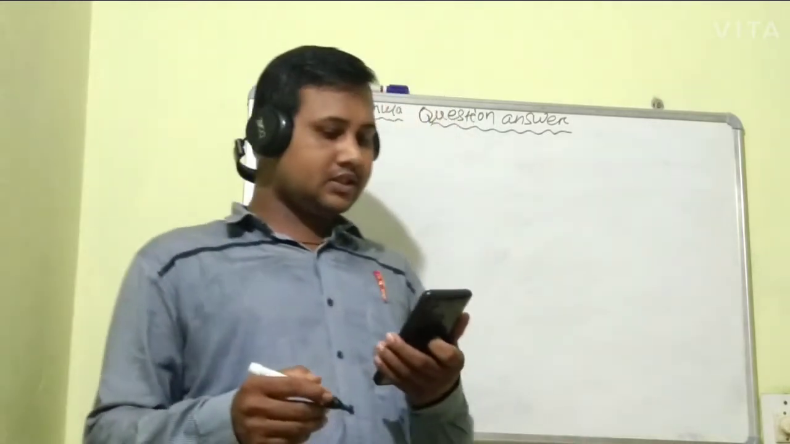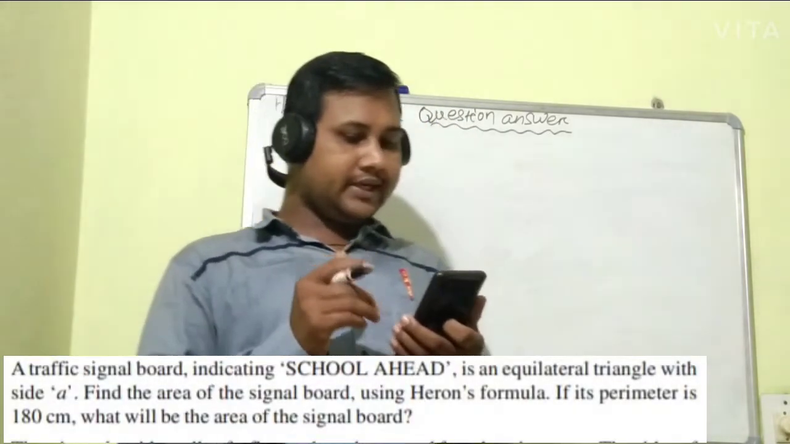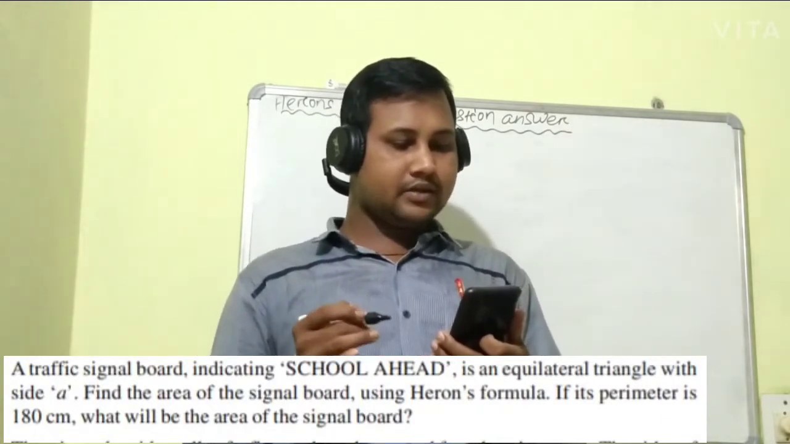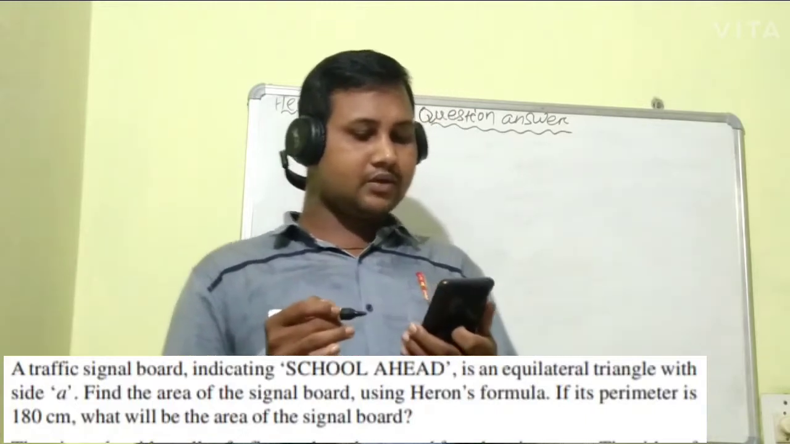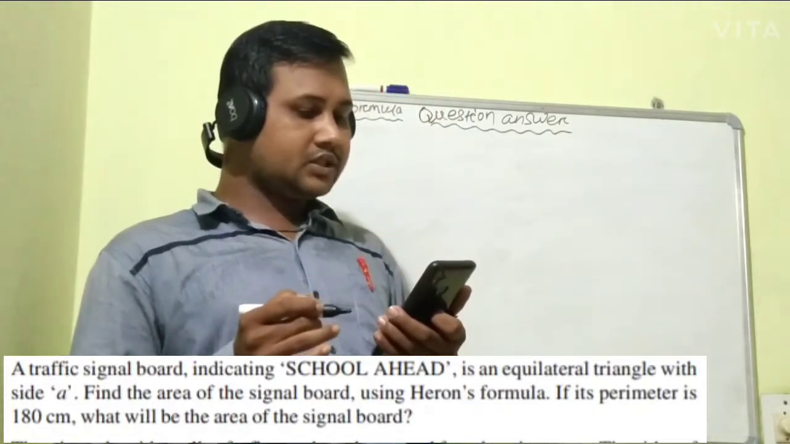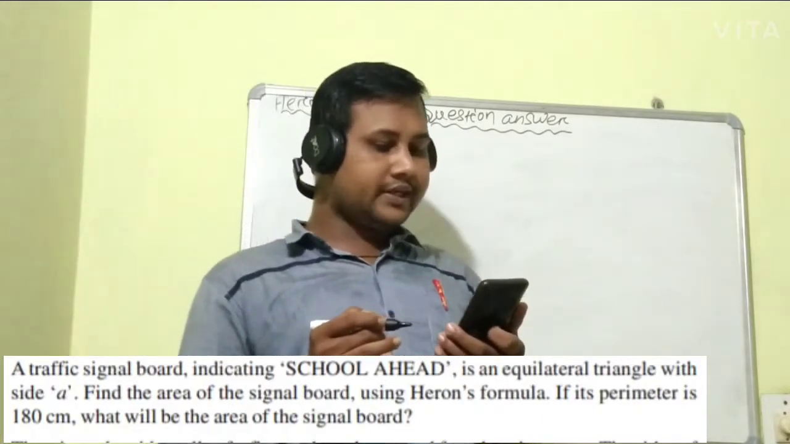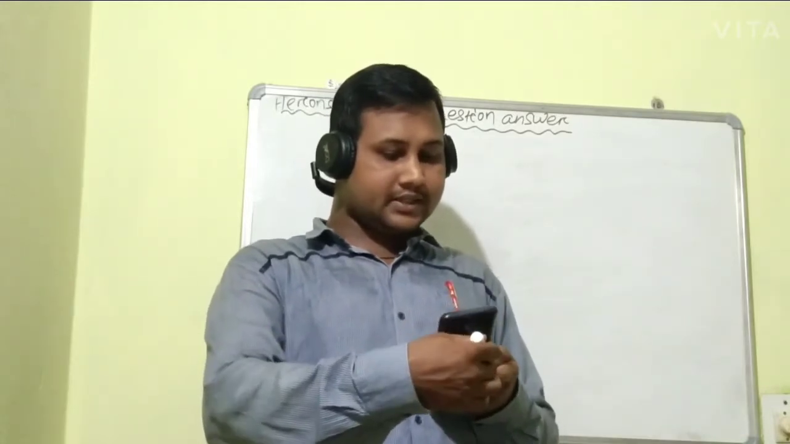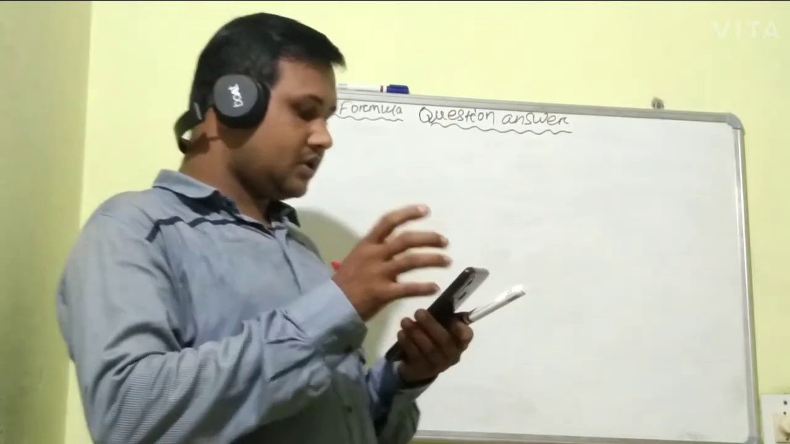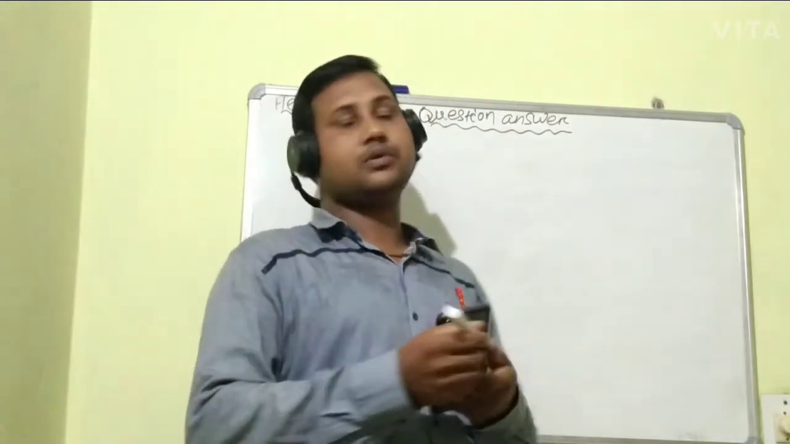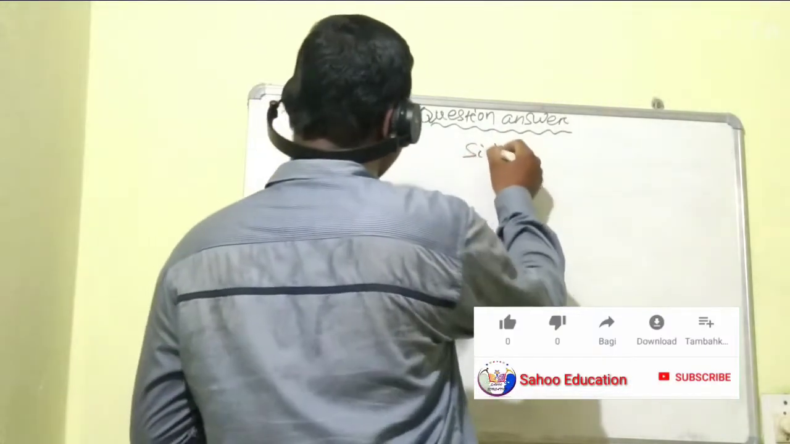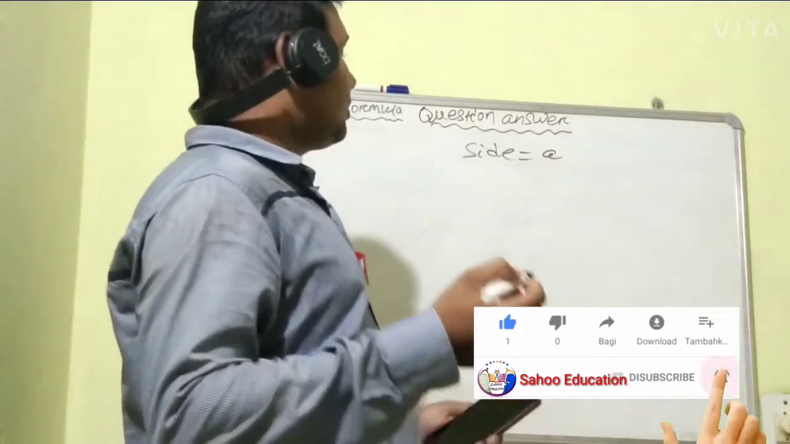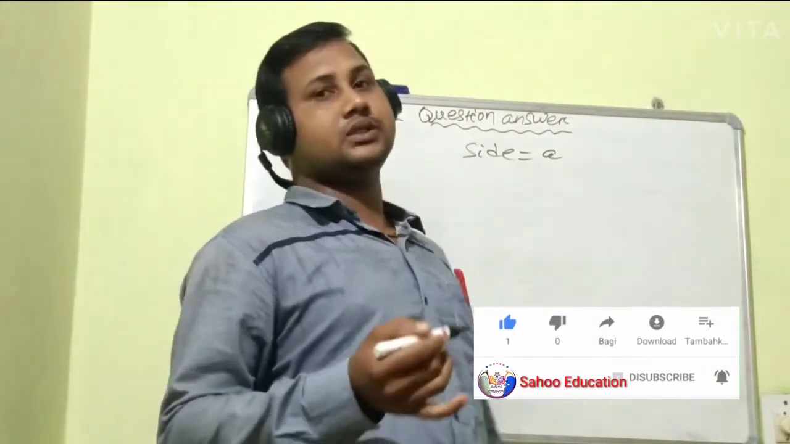The first question is, a traffic signal board indicating school ahead is an equilateral triangle with side A. Find the area of the signal board using Heron's formula if its perimeter is 180 cm. What will be the area of the signal board? A school ahead signal is in triangular form, and it's an equilateral triangle whose side is A, and we have to find the area of this equilateral triangle using Heron's formula.